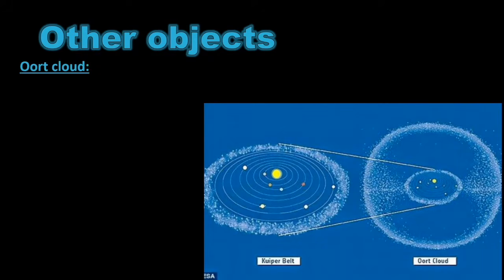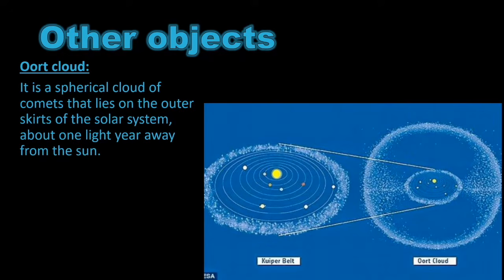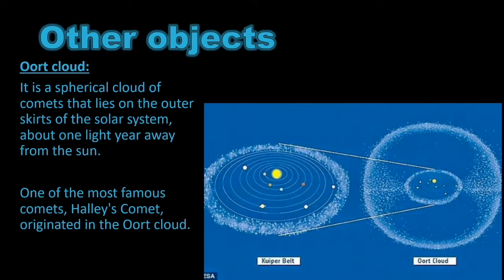Then we also have the Oort cloud. This is a spherical cloud of comets that lies on the outer skirt of our solar system. It's about 1 light year away from the Sun. One of our most famous comets that originated in the Oort cloud is known as Halley's Comet.